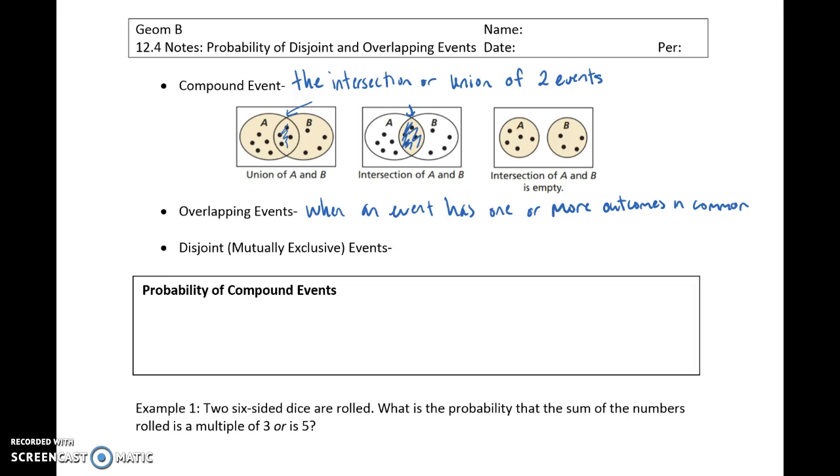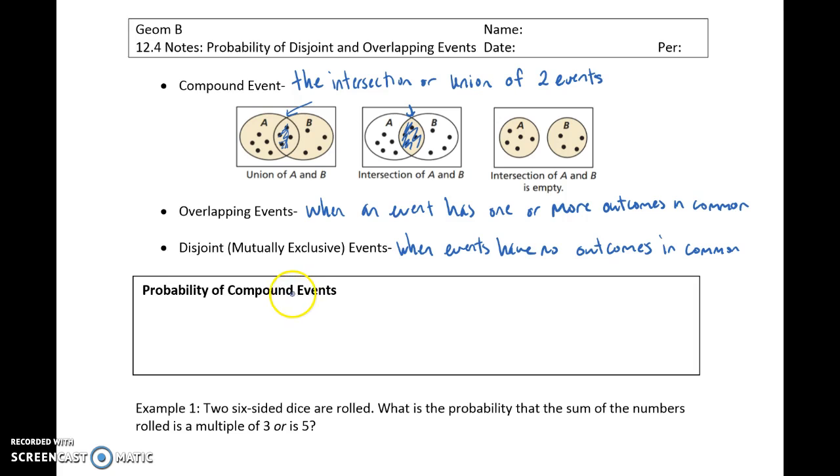The overlapping event itself is when an event has one or more outcomes in common. Actually, what I should have said is the overlapping event itself is the shaded-in area. Those overlapping events have event outcomes in common. Compound events are just two put together. They could intersect. You can also have an empty intersection. When you have an empty intersection, that's called a disjoint or mutually exclusive event, so it's when events have no outcomes in common.